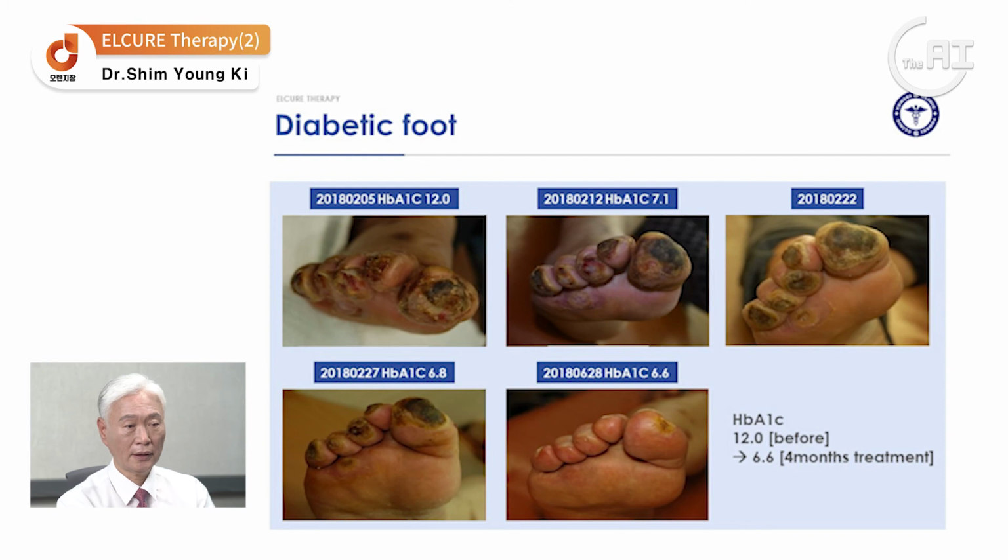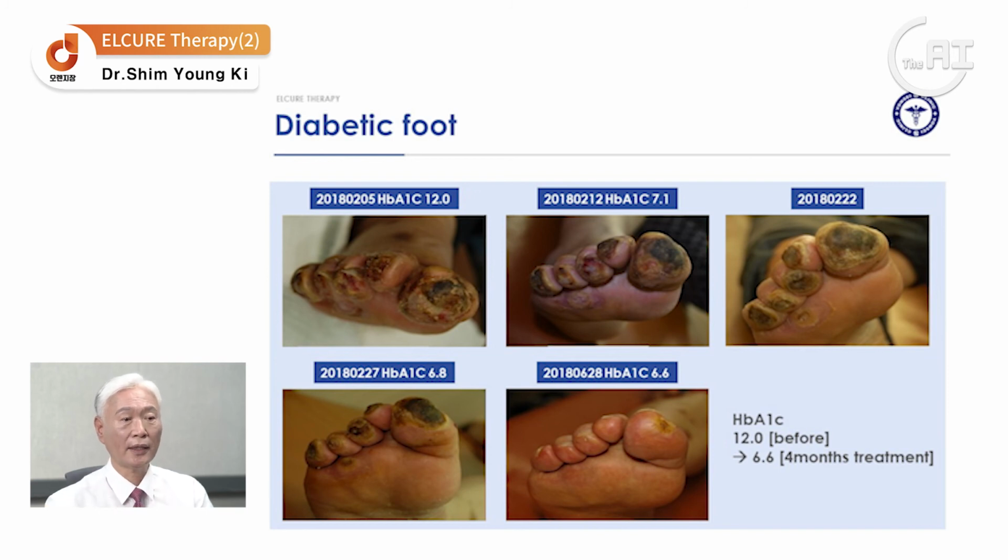Then another case, diabetic foot. HbA1c is a very important marker of diabetes. You see the necrosis, it becomes black skin and scabs like that, and then it recovered completely after 4 months of treatment. 4 months means 16 treatments, once every week. And you can see the HbA1c at the starting time is 12, but now it is 6.6. It has normalized. And you can also reduce the insulin injection. So this is a very, very important result.